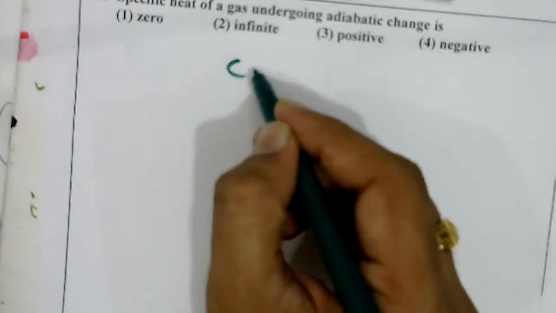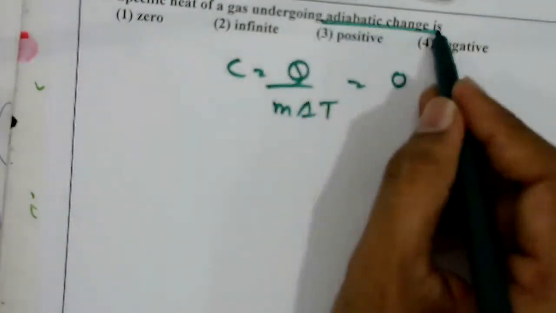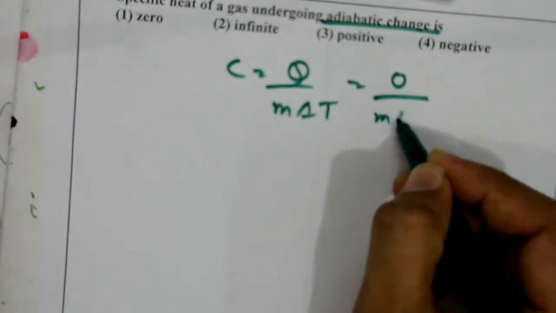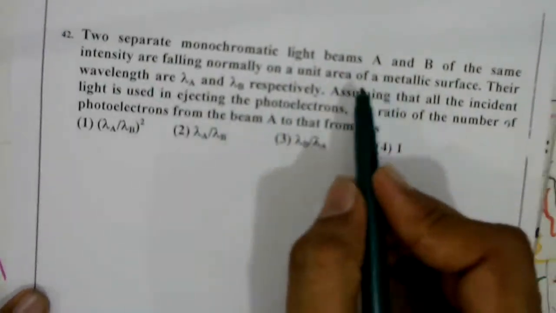Next one, specific heat capacity is equal to Q by m delta T. Here Q is 0, adiabatic, there is no flow of heat. So m delta T something divided by 0 gives 0. It is the first option.